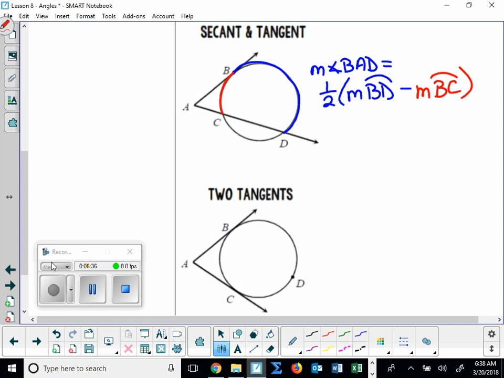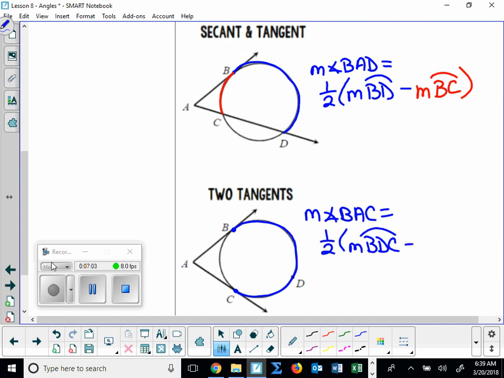What if we have two tangents? We have tangent AB, and we have tangent AC. The measure of angle BAC is going to equal half the measure of the larger arc, BDC, minus the measure of the smaller arc, BC.